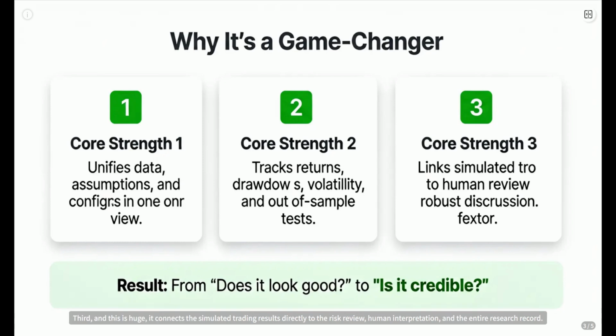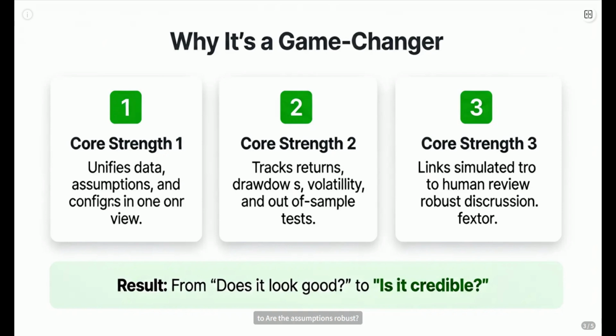Third, and this is huge, it connects the simulated trading results directly to the risk review, human interpretation, and the entire research record. This shifts the conversation from "does the curve look good?" to "are the assumptions robust? Is the experiment credible? What are the real risks?" For teaching, teamwork, or just serious research, this structure is gold. No more fragmented screenshots and informal chats. Everyone works from the same solid material.